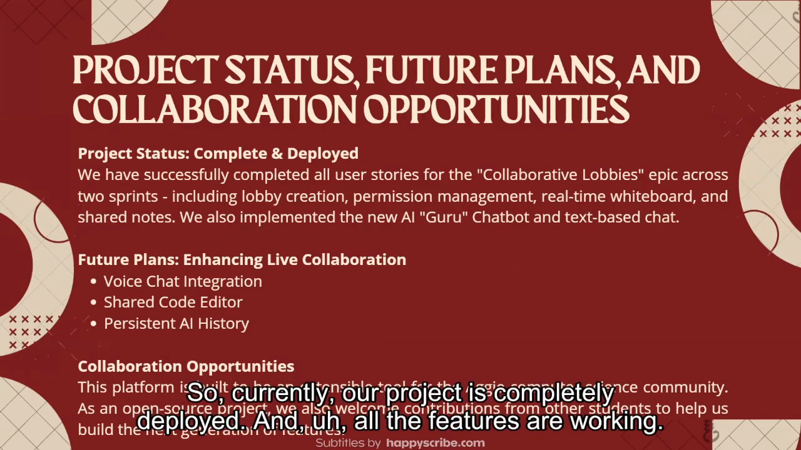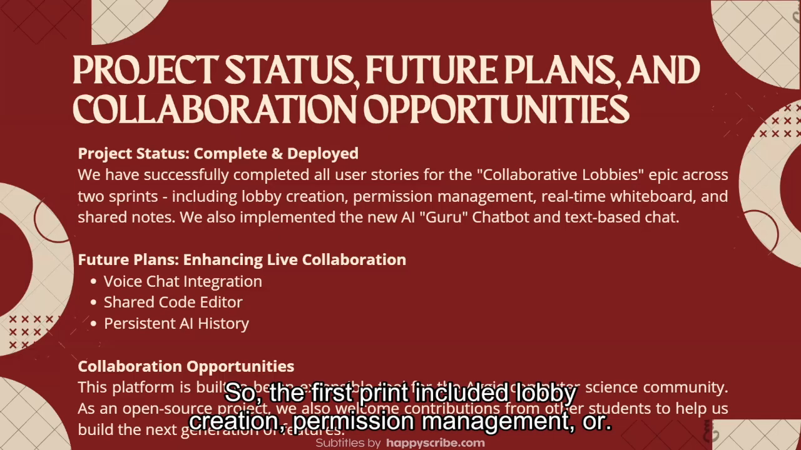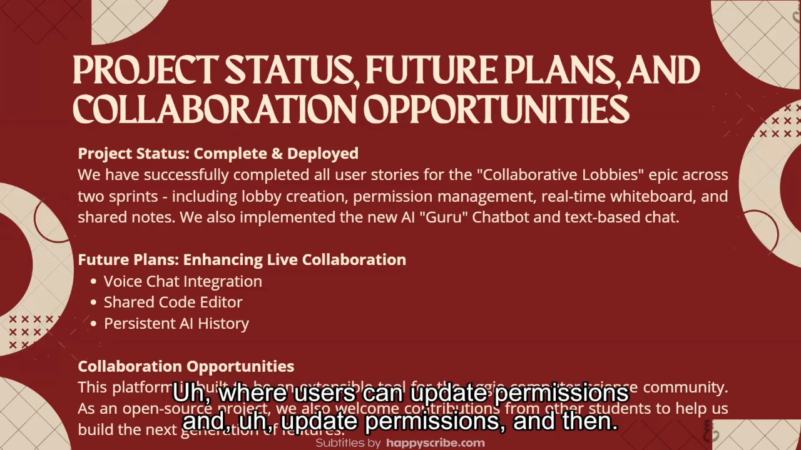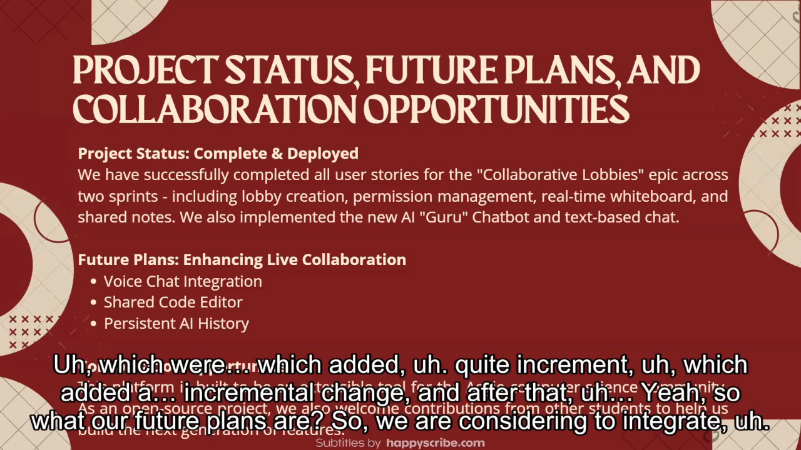So currently our project is completely deployed and all the features are working. We had divided our project into two equal sprints. The first sprint included lobby creation, permission management, where users can update permissions, and it also included shared notes. And in the second sprint, we implemented the AI chatbot and the whiteboard, which added a quite incremental change.